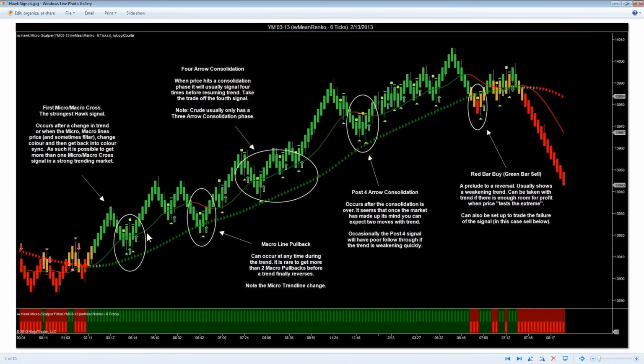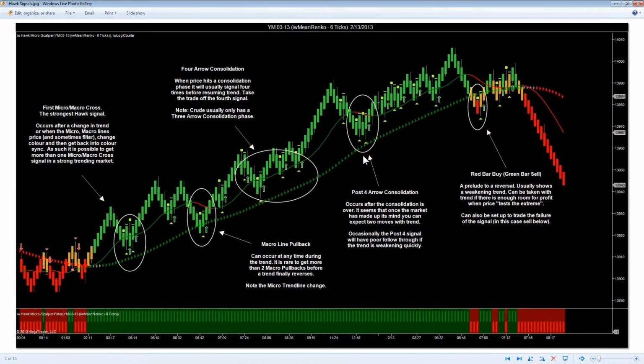Another very high probability signal is what we call the macro pullback. Again, it's pretty easy to identify because everything stays in sync except the micro line. The micro line changes color. Sometimes when the market starts drifting sideways, we're going to be on the alert for a 4-arrow consolidation. And all that means is we're going to print 4 arrows, 4 buy signals, in this case buy signals. And we're going to anticipate that the market's going to move off of that 4th signal.